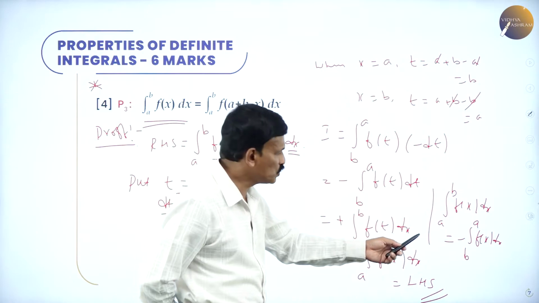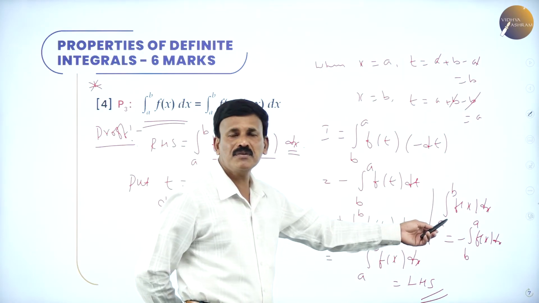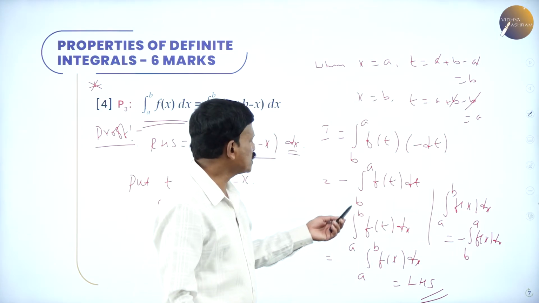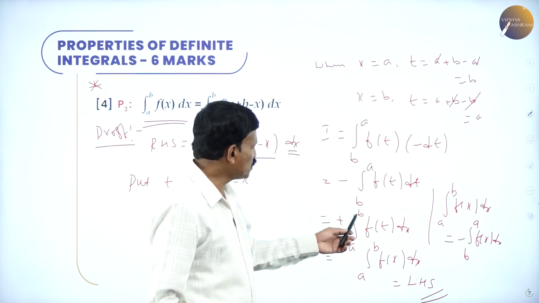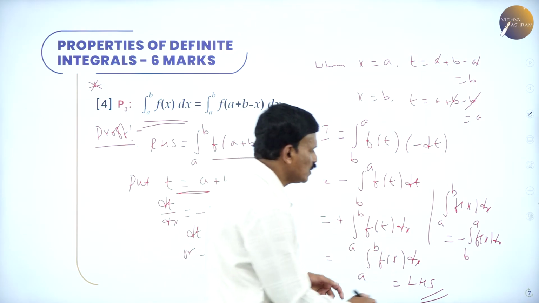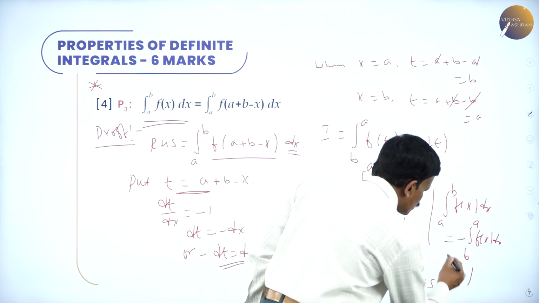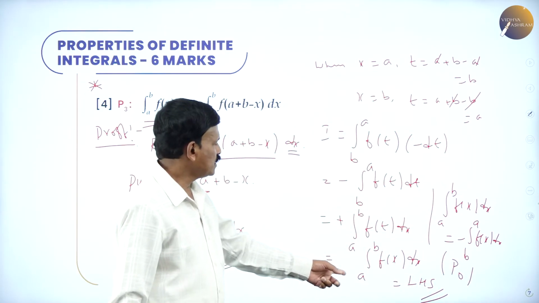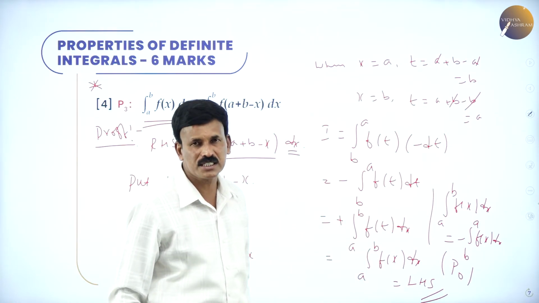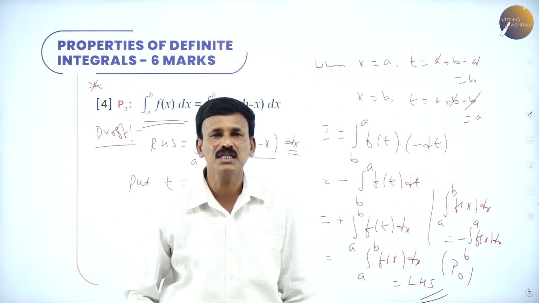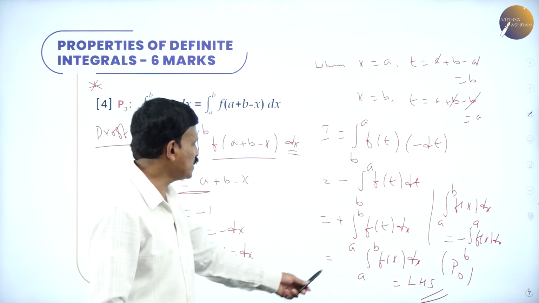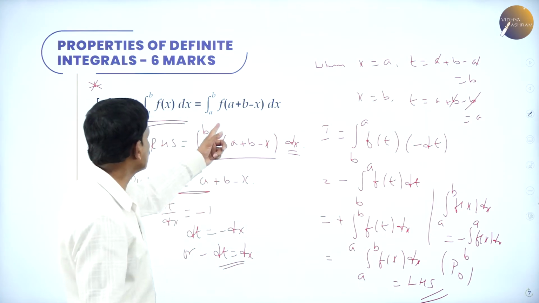According to property number 2, integral a to b f of x dx is also equal to minus integral b to a f of x dx. This becomes b to a reduces to a to b, minus becomes plus, f of t dt. Further, according to property number 1, integral a to b f of t dt is also equal to f of x dx. If you change the variable x to t, then f of t dt is also equal to f of x dx. Integral a to b f of x dx, which is the required answer.